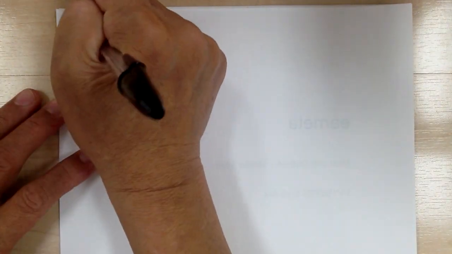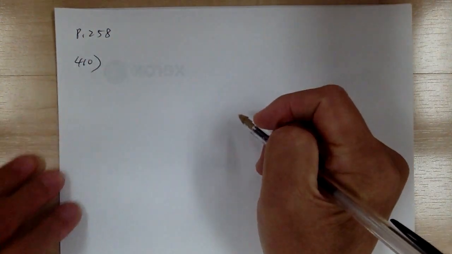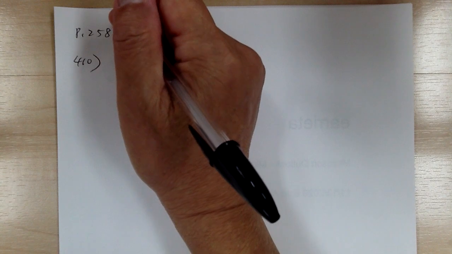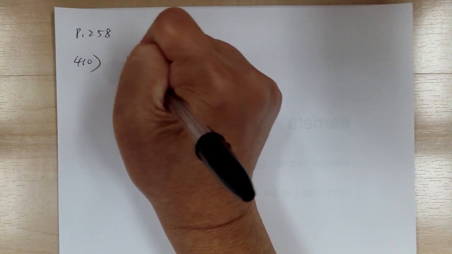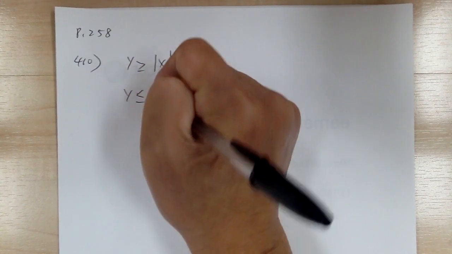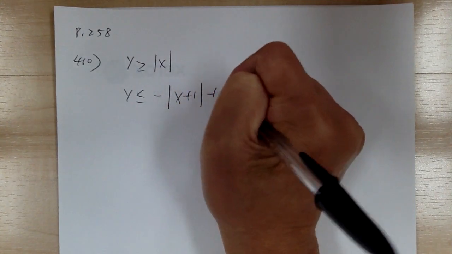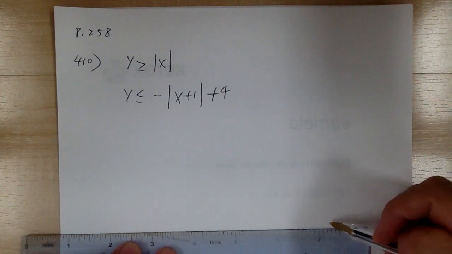Okay, let's go to the next one. Okay, for this one, for 410, you're looking for area of the region bounded by the system. So you got y is greater than or equal to absolute value of x. And you got y is less than or equal to negative absolute value of x plus 1 plus 4. Okay, so let's go and graph this.